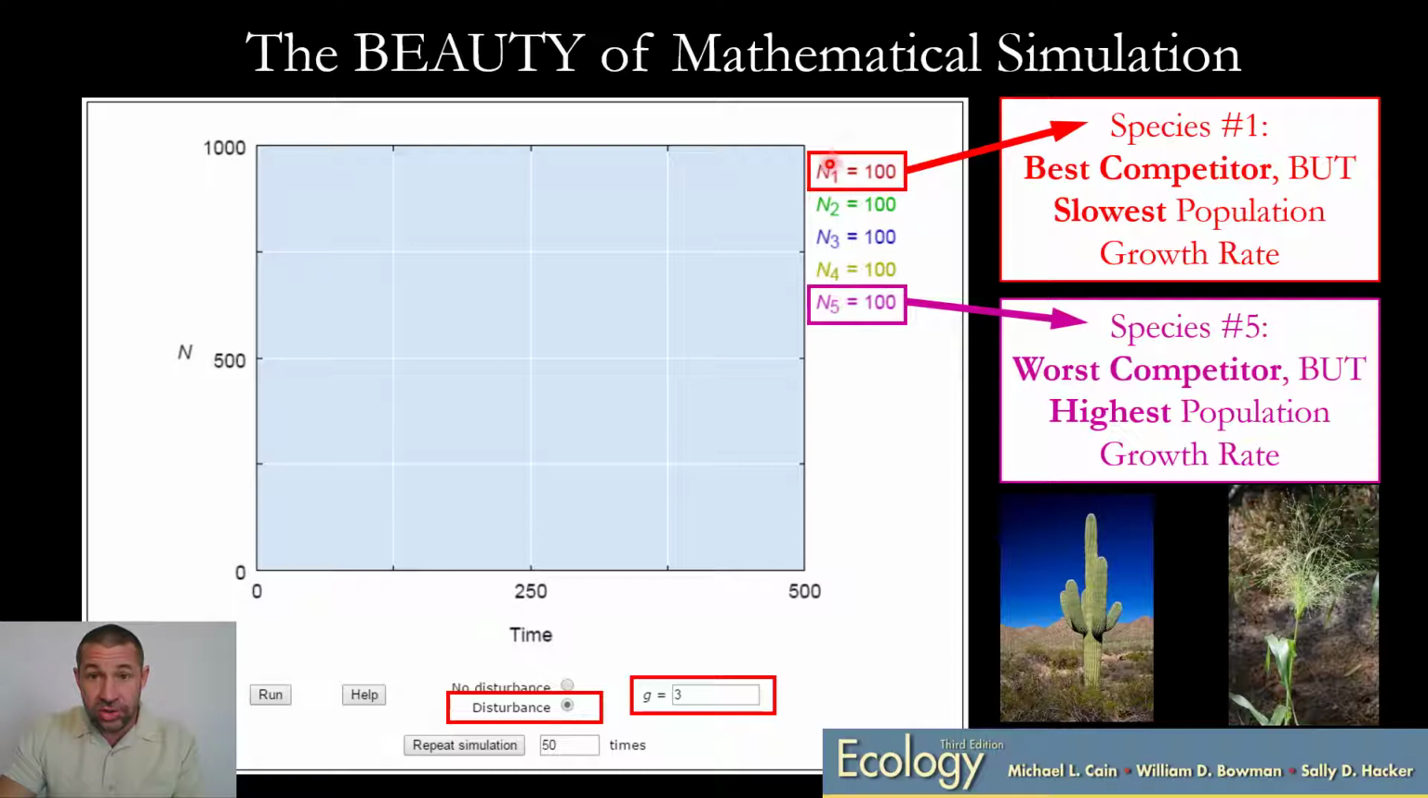And then we're going to move from slow life tempos down to fast life tempos. So species number 5 has the fastest life tempo. It's not a very good competitor. It gets shaded out by the other species rather quickly, but it does have a high population growth rate. It's very good at quickly reproducing and spreading. So think about the witchgrass seeds that get caught in your socks when you go hiking. This would be a great example for a fast tempo species.